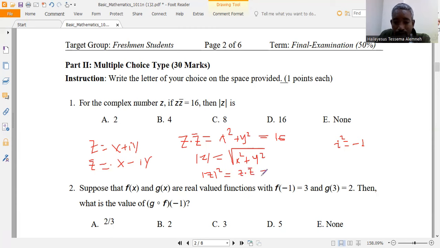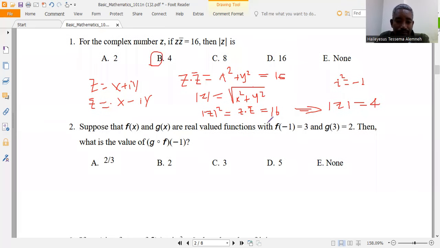Z times z conjugate is given as the value in the problem. Therefore, what will be the value of the modulus? Squaring on both sides, the modulus of z is equal to plus or minus 4, but since the modulus is a distance, we take the positive. The distance is positive, so it becomes 4. So the solution for this one is B from the set of alternatives.